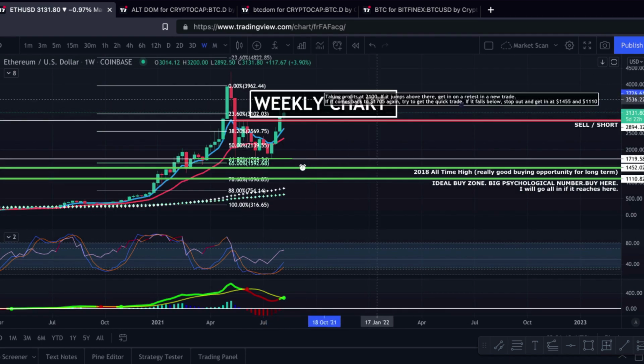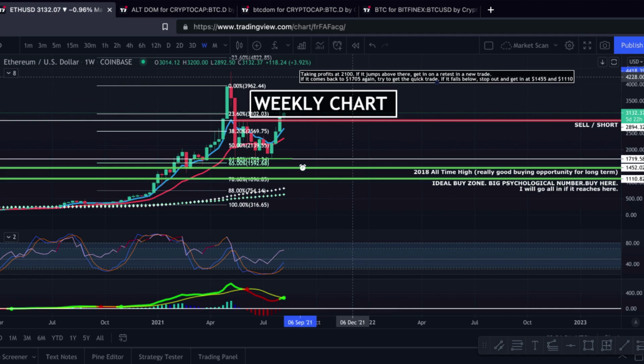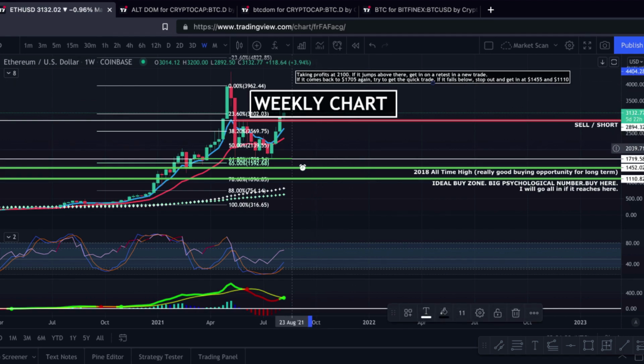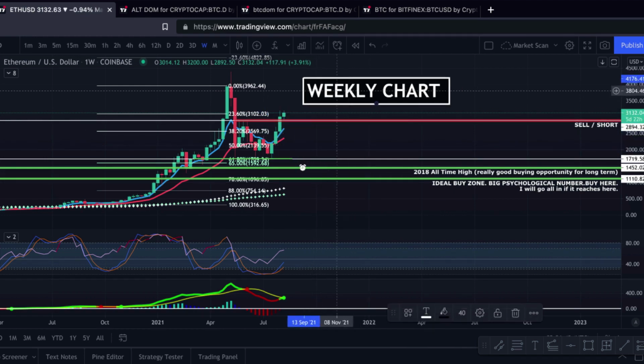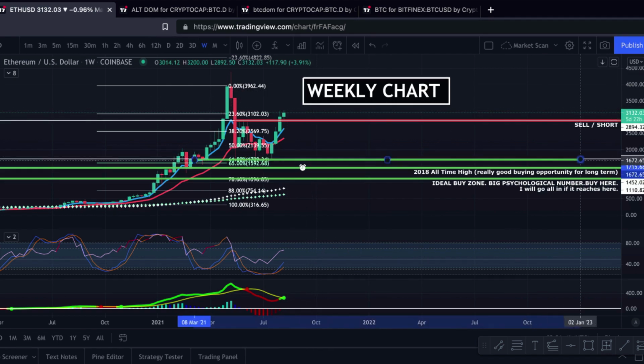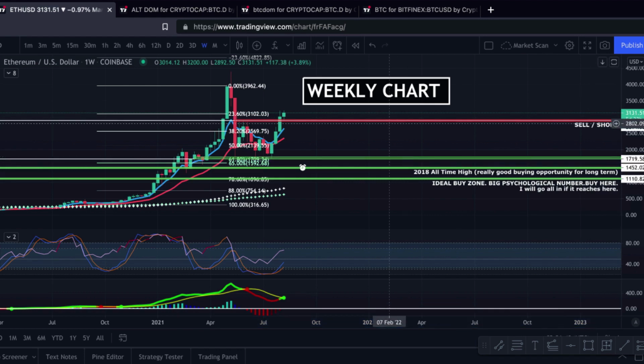I took my profits at what, 2100. If it jumps up over there, get in on the retest of the new trade. So I must have got in. Yeah, I got in right there, got out right here. And I don't think it ever actually came back down. So ETH, messed up on ETH for sure. I did better on Bitcoin, but I missed out on probably 40% gains, I want to say. But you know what? That is trade. I made money, I made my profits, and I didn't lose any, so that's good.